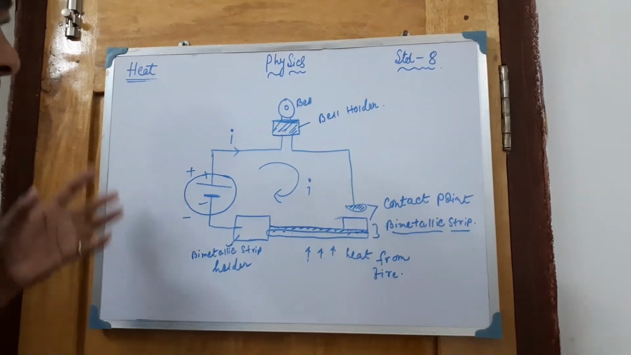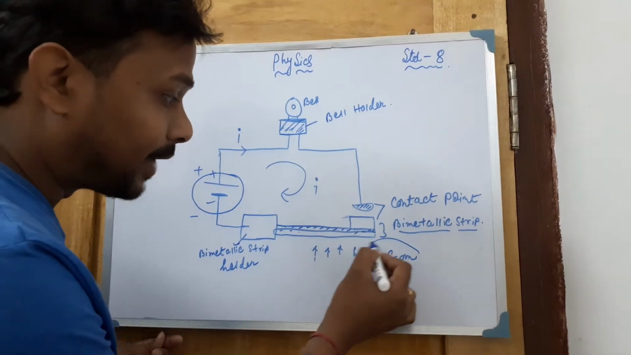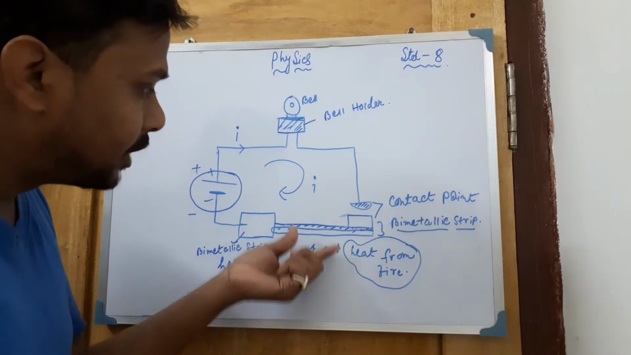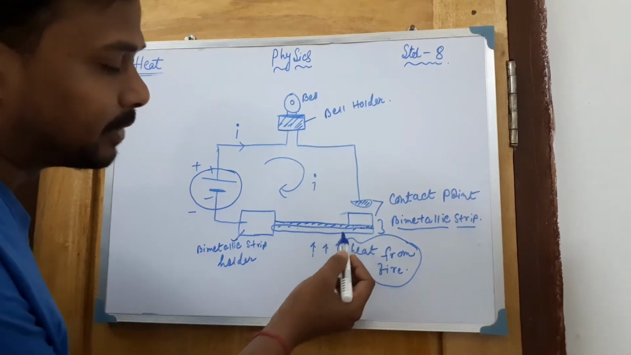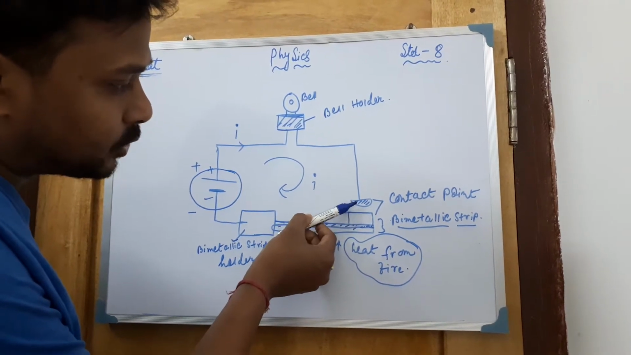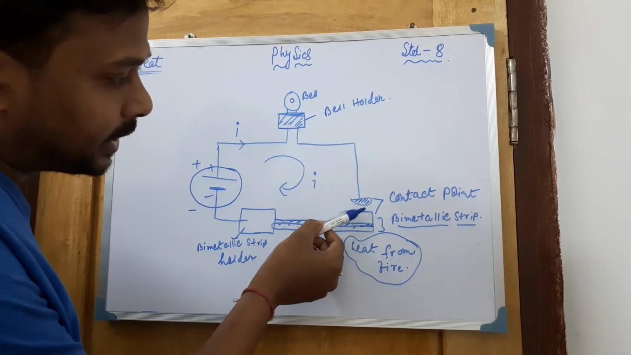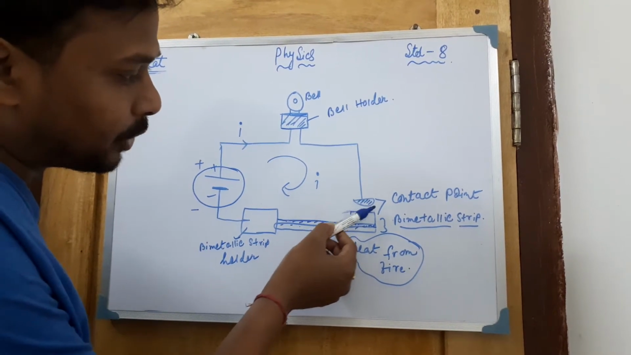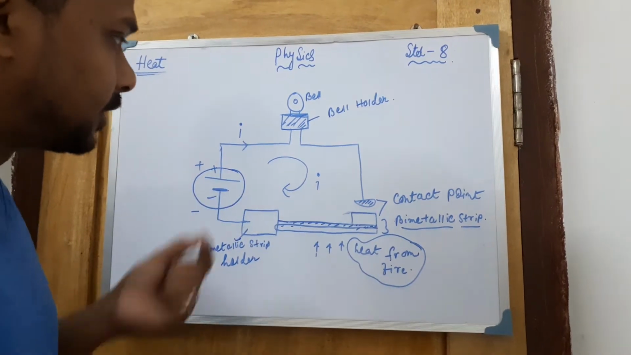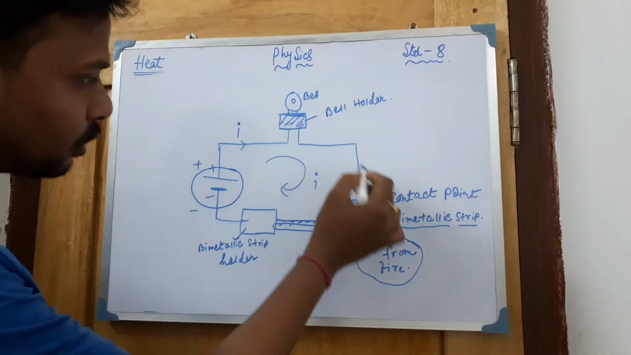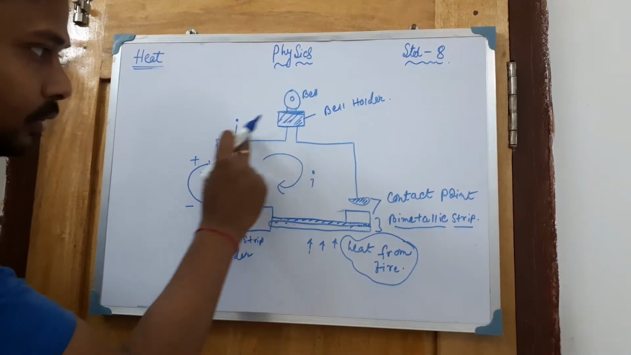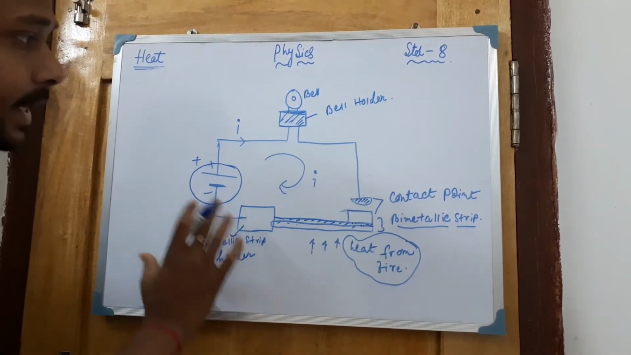Now what will happen? Heat from the fire, as it is an automatic fire alarm, when heat comes to this bimetallic strip, due to the property of this bimetallic strip, it will bend in this way. When it bends, it will touch this particular contact point, and they will touch each other. When they touch, this whole circuit becomes a complete circuit. Now through this circuit, current can easily pass.